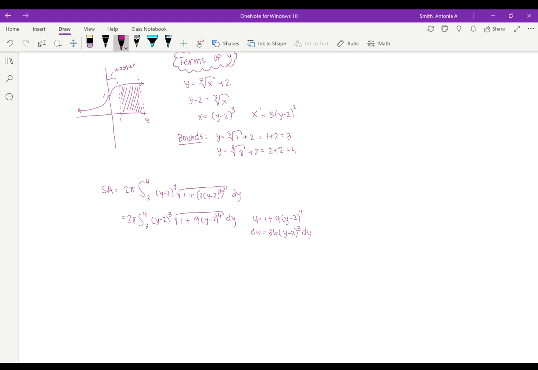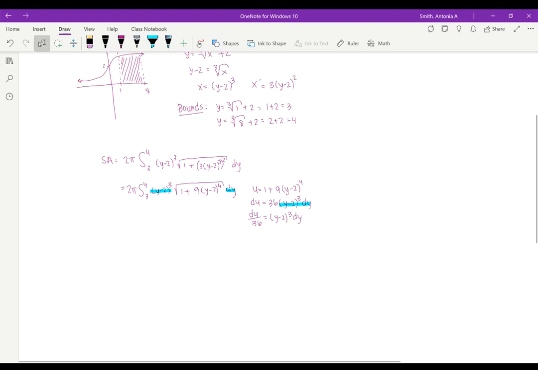So now, if you look back to our problem here, I'm going to highlight some stuff. We have this y minus 2 to the 3rd dy in the original problem. Y minus 2 to the 3rd dy, those are going to cancel. So we really just have to get rid of this 36 right here. So du over 36 equals that y minus 2 to the 3rd dy. And now I can substitute back into my integral.